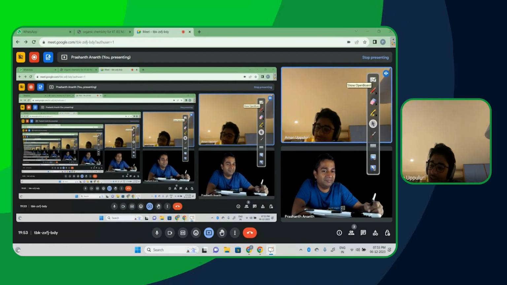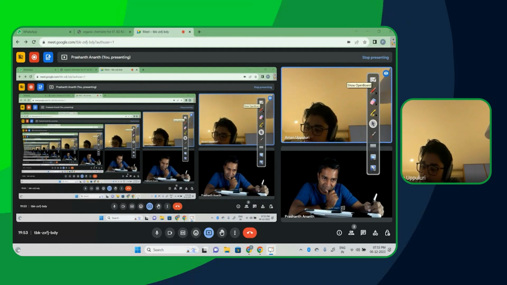Compounds with the same molecular formula and structural formula, but difference in the direction of rotation or degree of rotation of plane polarized light, are called optical isomers.